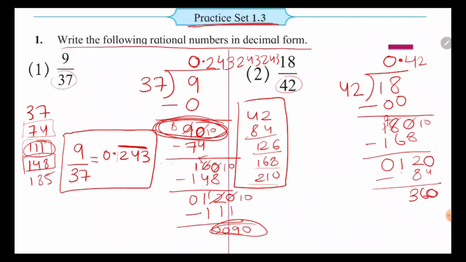Okay, now I have to see whether it comes in the table of 42. So I'll be just extending it. 42 6's will be 252. Okay, and 42 7's will be 294. So 294 it comes, and after that it is 336, and after that 9 is 378.